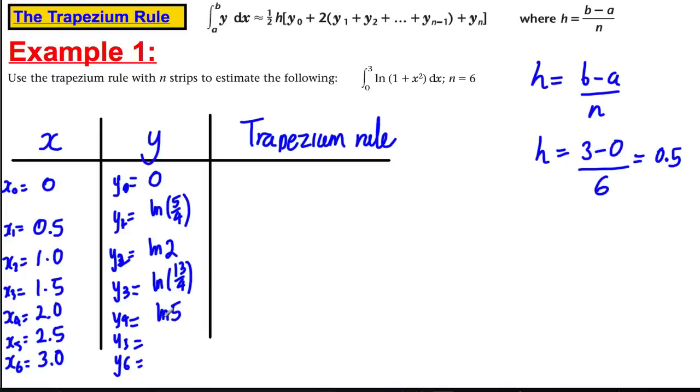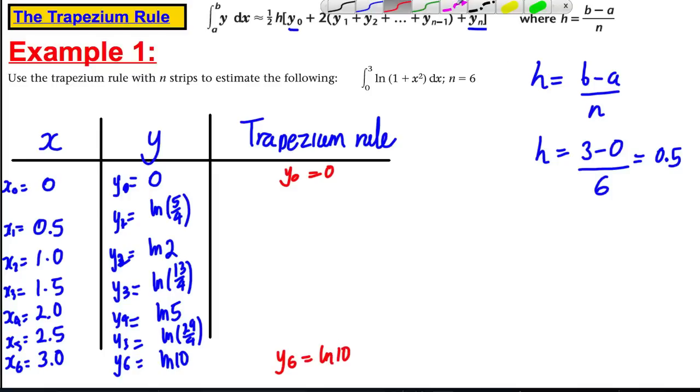The next one would be ln 29 over 4. And the last one would be ln 10. Now it's important at this stage not to decimalize these, as the answer will get more wrong. Now in the trapezium rule, we need y0 and we need yn, the last one. So we're going to firstly just write out that we're going to have 0, y0, and we're going to have y6 is equal to ln 10.